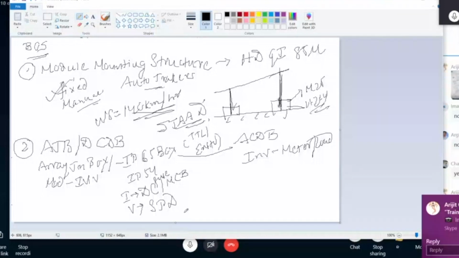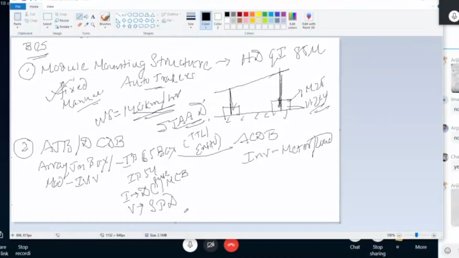You can see that the photo is shared in the group, in the chat box of the particular HAV we are talking about. So we have DC fuse or MCB protection for the current part and we have SPD protection for the voltage part. Obviously it's a DC current, so here the SPD will be DC SPD. On the other hand, for ACDB, same: AC fuse or MCCB and it will be AC SPD.